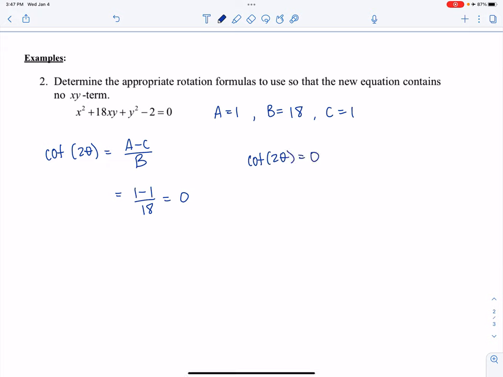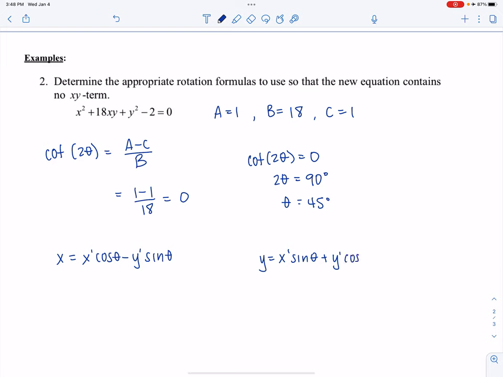Now, when is cotangent 2 theta 0? Well, that tells us that 2 theta is 90 degrees. So theta, 1 theta, is 45 degrees. Now that's really nice because when we rewrite it using x is our x prime cosine theta minus y prime sine theta, and then our y is x prime sine theta plus y prime cosine theta.